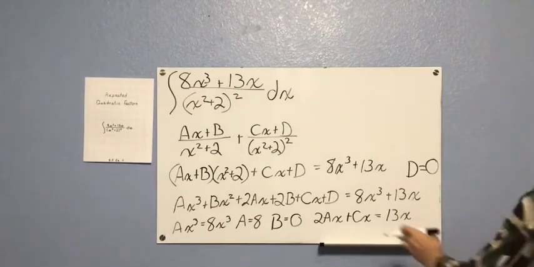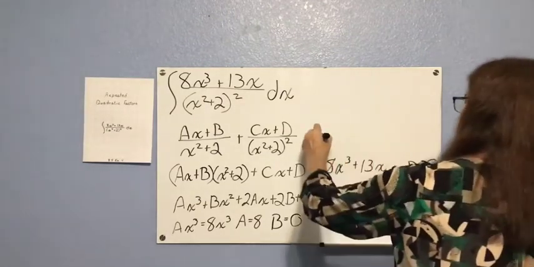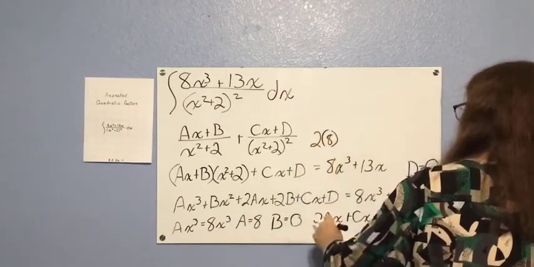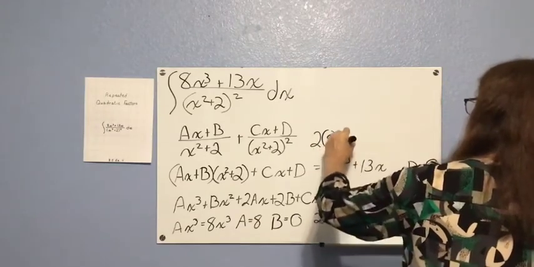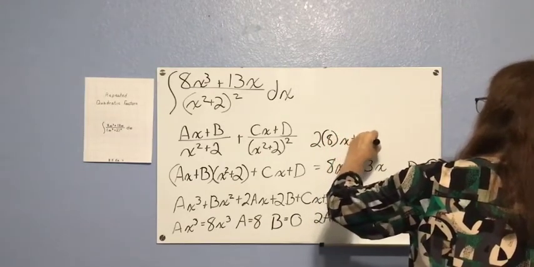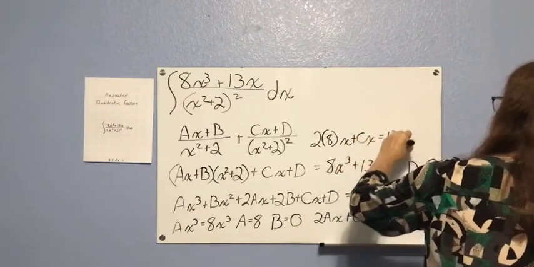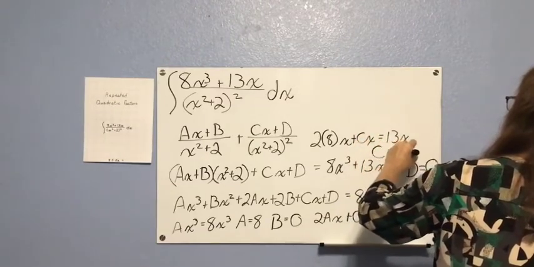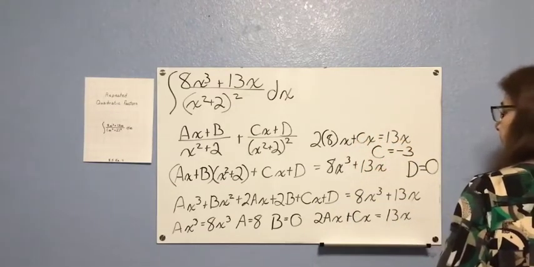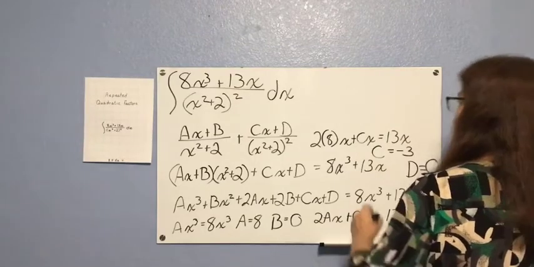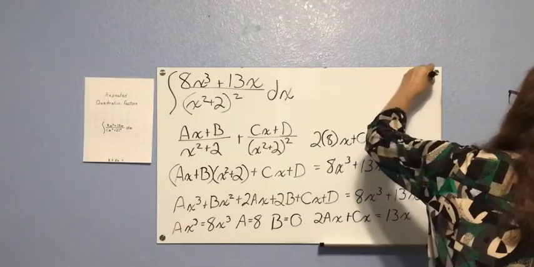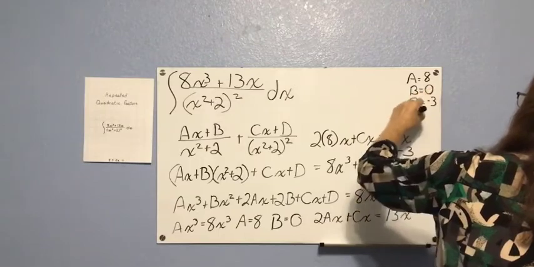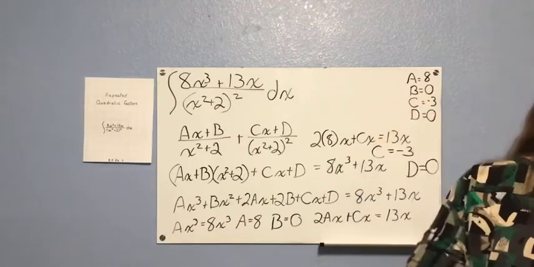The only thing I really need now is the c. So let's go back to the linear terms. I know that a is 8, so I'll put 8 in there instead. 2a, so 2 times 8 times x plus cx equals 13x. So c must be -3. So let's write all of our numbers down that we know. A is 8, B is 0, C is -3, and D is 0.